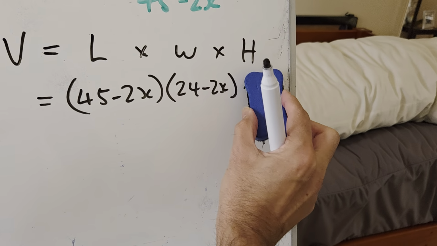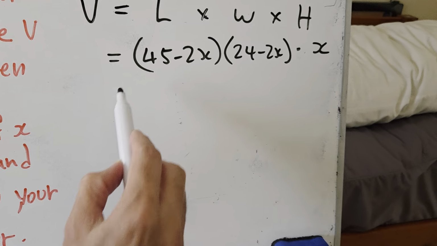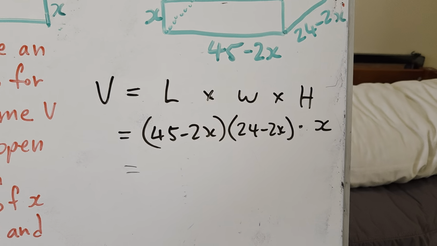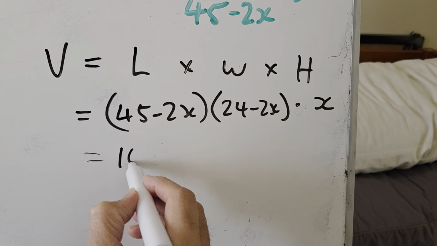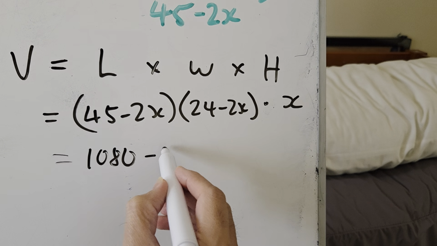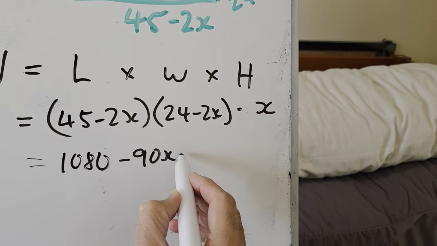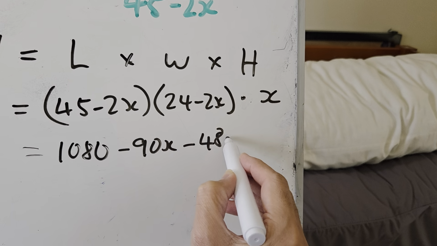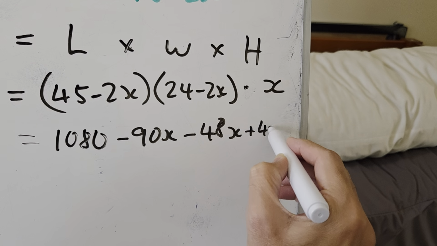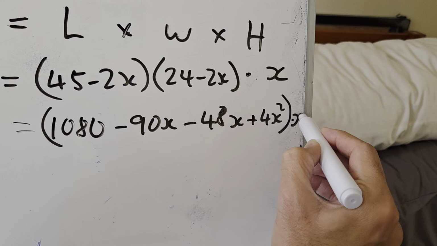If you get confused, you can just put a dot to mean that it is multiplying. So let's expand the first binomial. 45 multiplied by 24, that's 1080. Now 45 multiplied by minus 2x gives you minus 90x. Minus 2x multiplied by 24 gives you minus 48x. And then negative 2x multiplied by negative 2x gives you plus 4x squared. And then I have to squash in that x over here, multiplied by x.